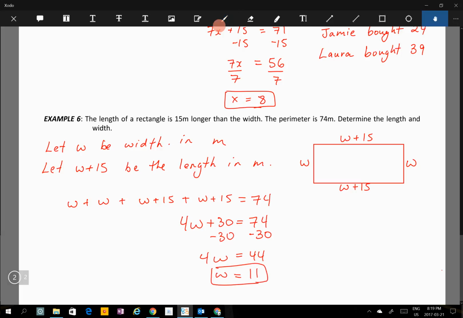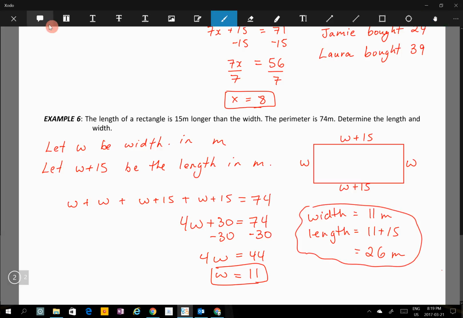Okay, so now I have my width. So my width is equal to 11 meters. And that means my length, if I add 15 more, my length is 11 plus 15, which is 26 meters. And there you go. This is my final answer.